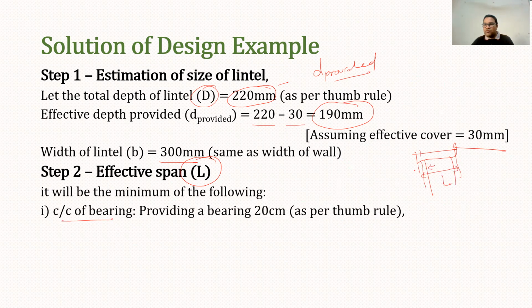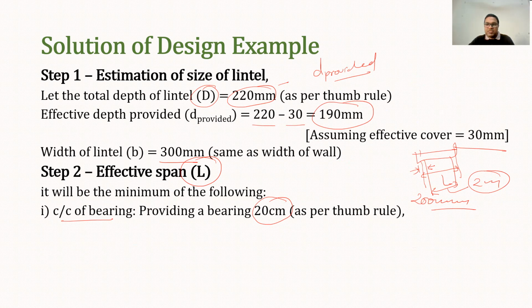So for that we need to find out what will be the value of bearing. So we will assume the bearing length as 20 centimeter or 200 mm in this case. So with this, now opening is already provided, this is basically the width of opening, which is 2 meter.